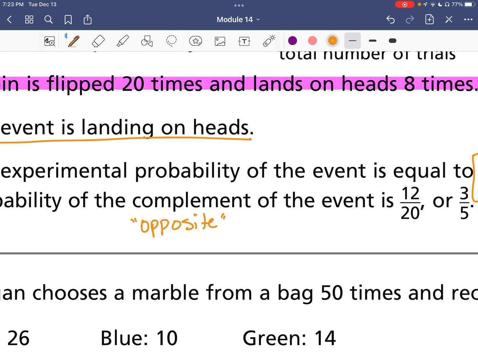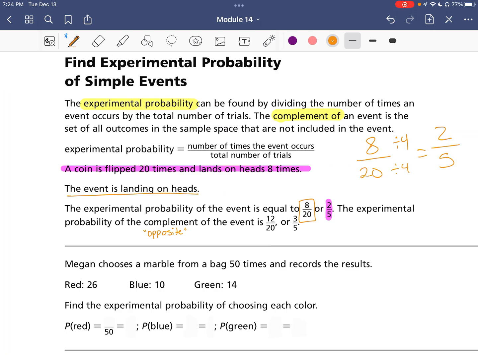The experimental probability of the complement, like the opposite of the event, would be landing on tails, because we only had 2 possible events here. It would be 12 out of 20, because if it didn't land on heads, it had to land on tails. 12 out of 20 simplifies to 3/5.